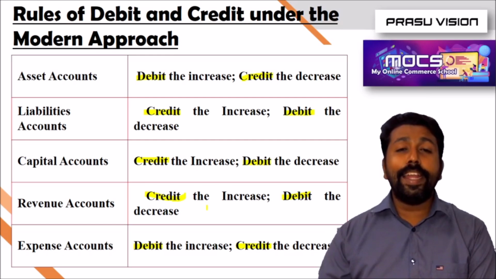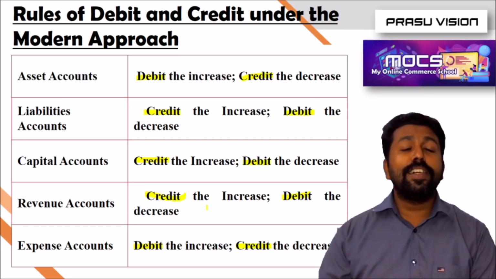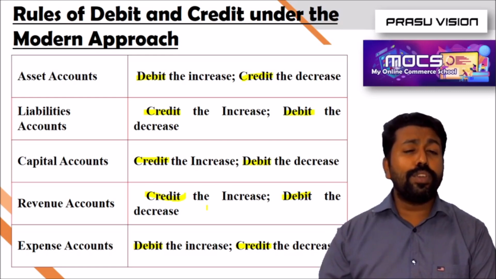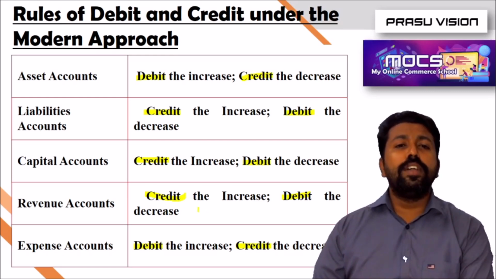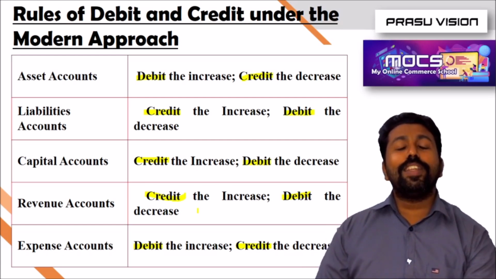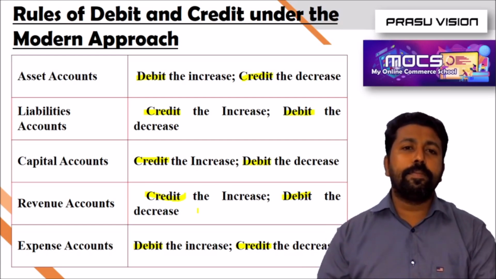Liability, capital, and income increases credited, decreases debited. We can combine the rules like so also. So please remember these rules. Based on the increase and decrease in the value of asset, liability, capital, revenue, and expense, we are giving the rules of debit and credit.